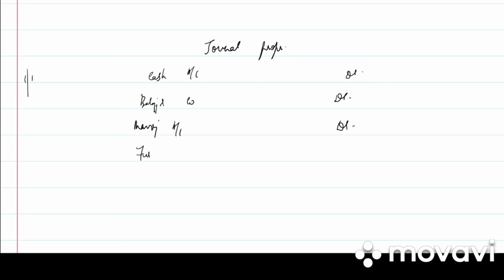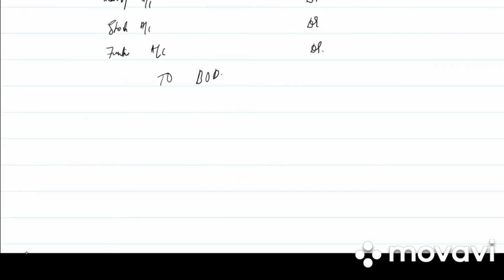Last we need to do the journal proper. Date, particulars, LF, debit and credit. First we have is 1st Jan. Write down. Cash account debited. Balaji and Co account debited. Manoj account debited. Stock account debited. Furniture account debited. To bank overdraft. To Surinder.